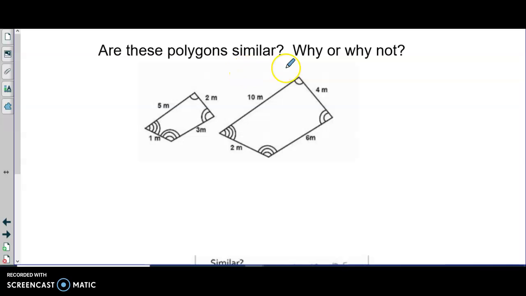Are these polygons similar? Why or why not? All right, for them to be similar, their sides have to be proportional. So we're going to find their corresponding sides and set up proportions and make sure that they are proportional. So I'm just going to go ahead and color code these. Those two go together. 5 corresponds to 10. 2 corresponds to 4. And 3 corresponds to 6. So let's set up all of our fractions and see if they are proportional.